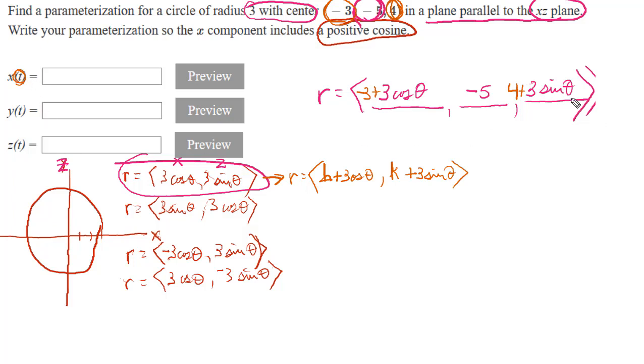Now we want to write these in terms of t. I've been saying everything in terms of thetas like we did back in a previous chapter. So the x component would be -3 plus 3 cosine t, sorry about that. And the y component would be -5. The z component would be 4 plus 3 sine t.